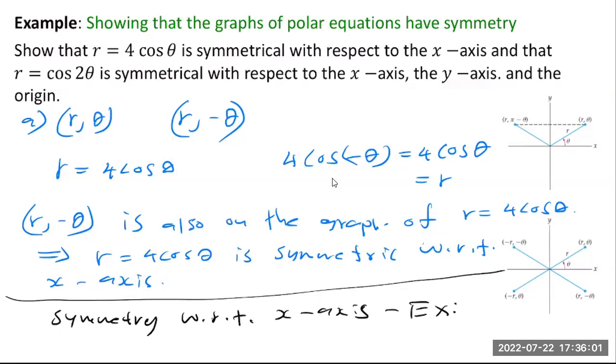To show that it is symmetric with respect to the y-axis, what do we really have to do? We have to show that for any given point r comma theta on the graph, r comma pi minus theta also should be on the graph, right? That's when we say that the graph is symmetric with respect to the y-axis. So how do we show that for any given pair r comma theta on the graph, this corresponding point r comma pi minus theta is also on the graph? Well, for that, I'm going to plug in pi minus theta in my equation. This is the equation given to me.